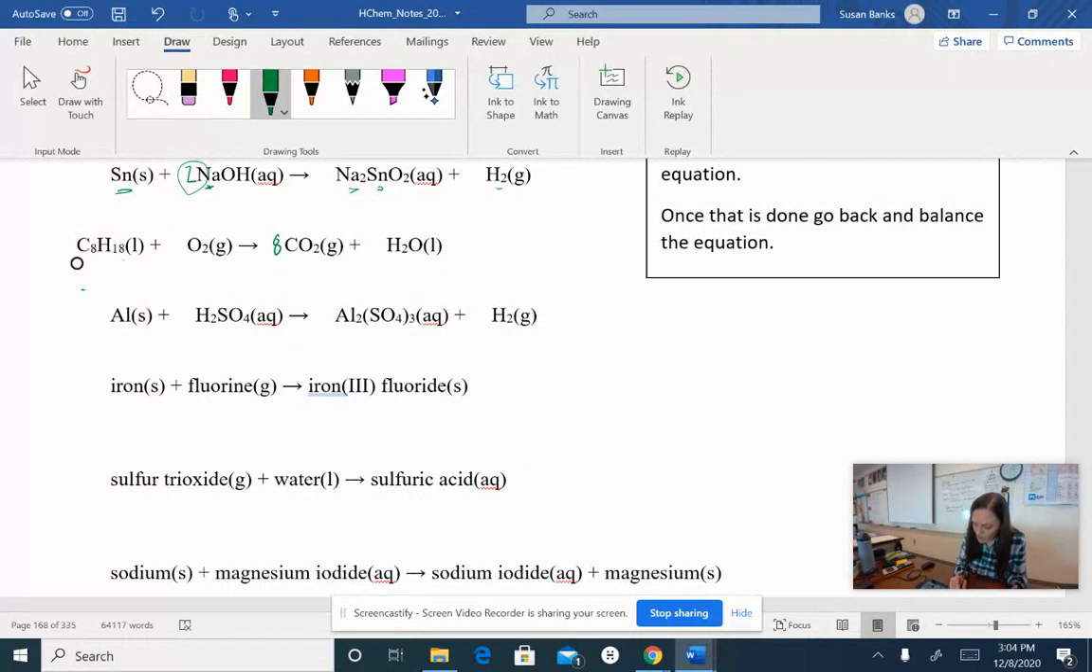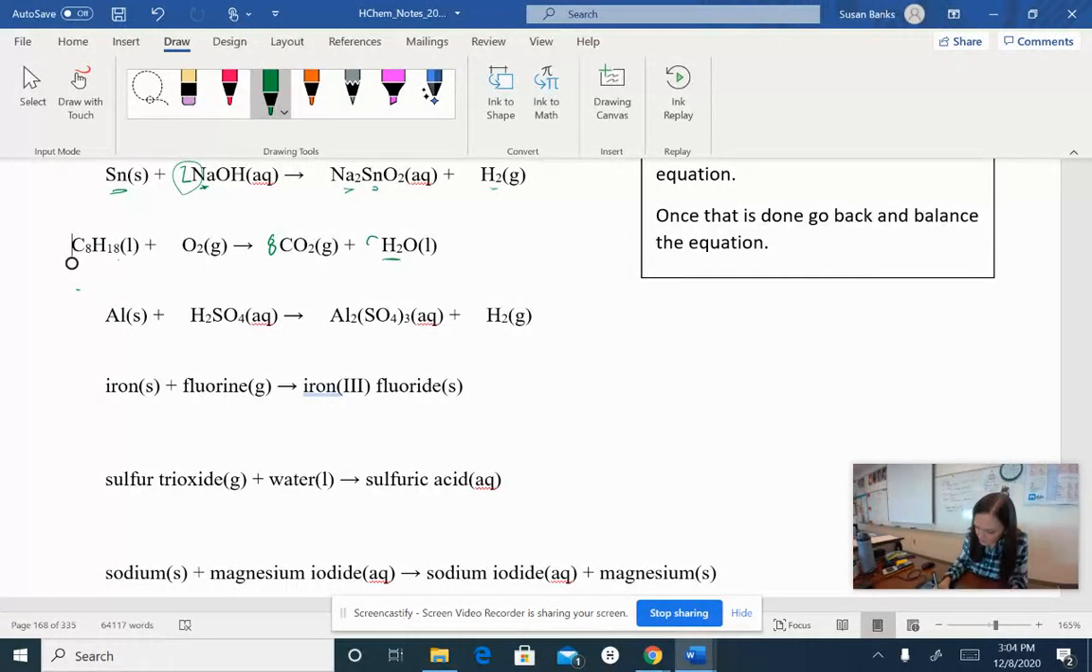Okay. I've got 18 hydrogens. What can I multiply 2 by to give me 18? 2 times 9? Did you say 9? Okay. Now, let's count up all my oxygens on this side. So 8 times 2 gives me 16. 9 times 1 gives me 9 more. 16 plus 9 is 25.